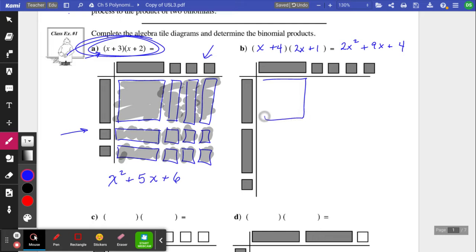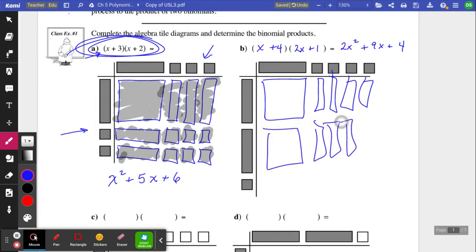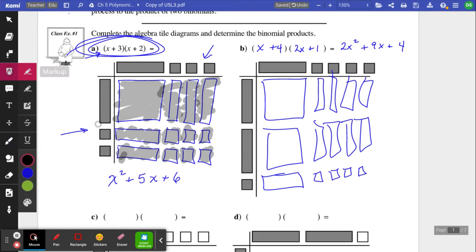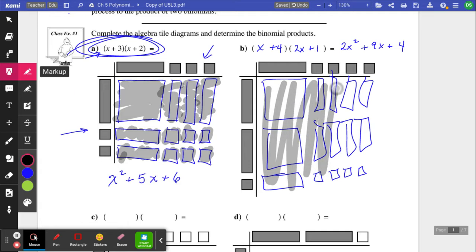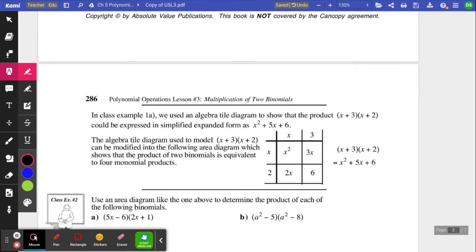Well, we could draw it. You have all these things, right? Then you have this. Then you have some more of these. And then you have one of these. And then you have all these little guys, right? So do I have it right? 2x squared plus 9x plus 4. And of course, they'd all be filled in because they're all positive, right? Okay, let's turn the page and let me show you how to do it without algebra tiles.